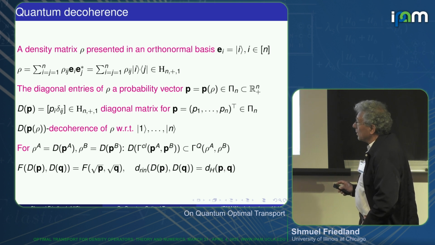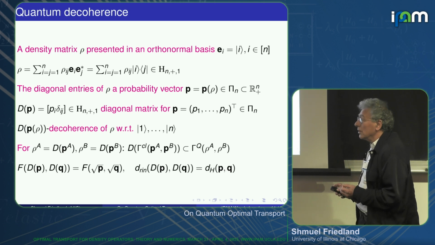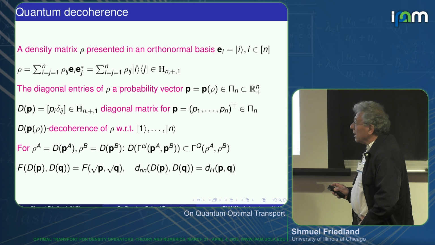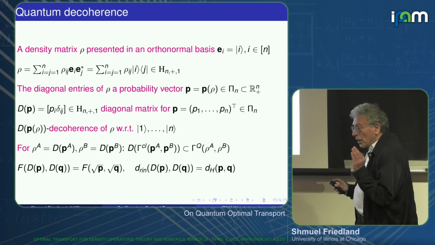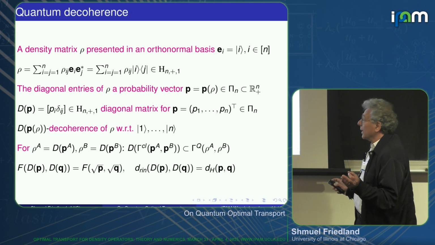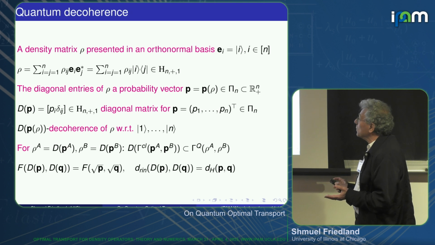It's represented by a matrix rho ij, okay? And this matrix is just Hermitian, positive semi-definite, trace 1. Now, if you look at the diagonal of this matrix, all diagonal entries must be non-negative, and with trace 1, the sum is 1. So this is a probability vector. So every density matrix induces a probability vector on the diagonal.